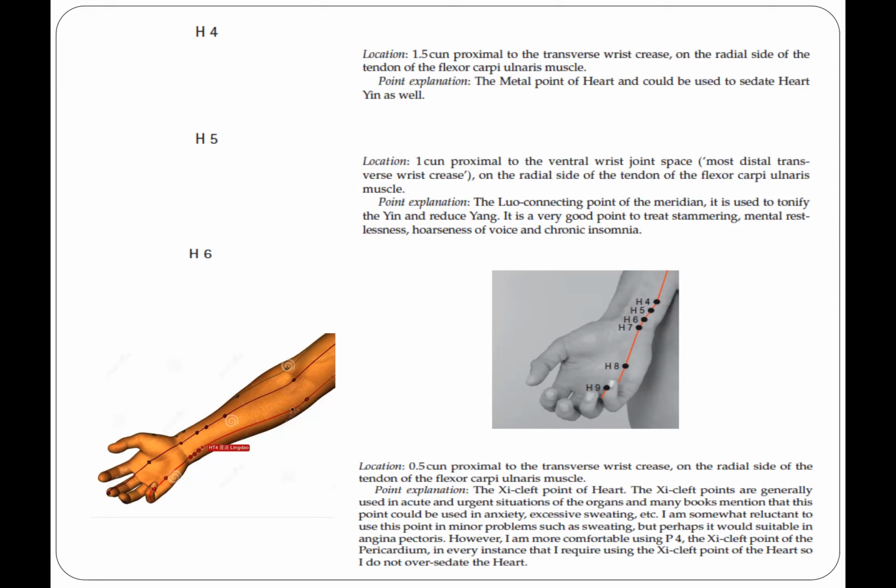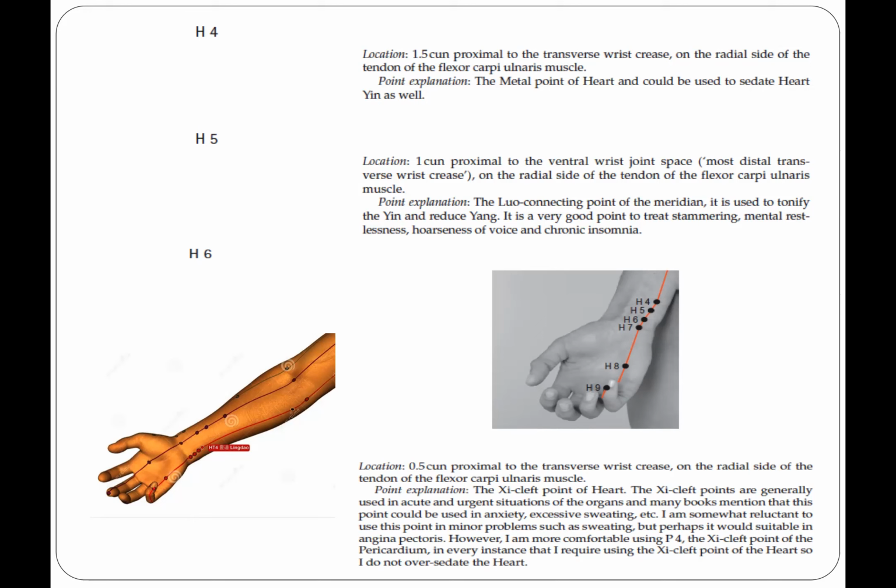Heart 6 is located 0.5 tun proximal to the transverse wrist crease on the radial side of the tendon of the flexor carpi ulnaris muscle. Heart 6 is the xi-cleft point of the heart. Xi-cleft points are generally used in acute and urgent situations of the organs. And this could be used in anxiety, excessive sweating.